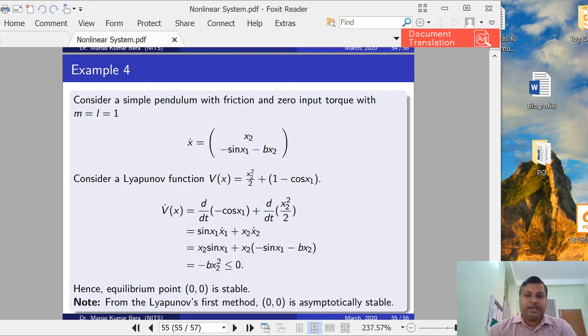So I will end here, and in the next class I will discuss how, using the Lyapunov method, you judge the stability of a linear system, because as I told you, it is the most generalized way to judge the stability of a linear system as well as a nonlinear system. Up to this point we have discussed how to judge the stability of a nonlinear system, and then we will see how to judge the stability of a linear system using Lyapunov theory.